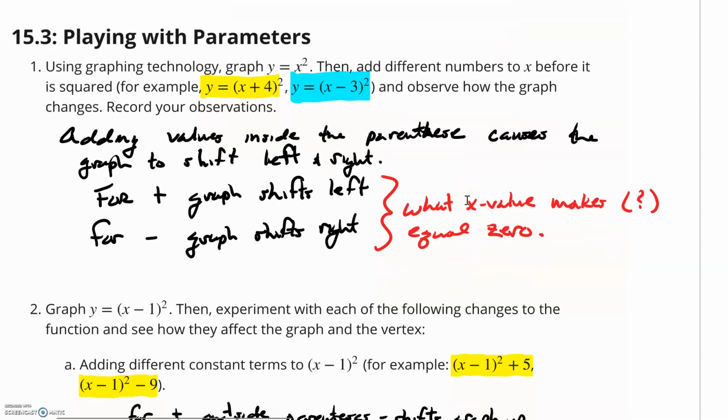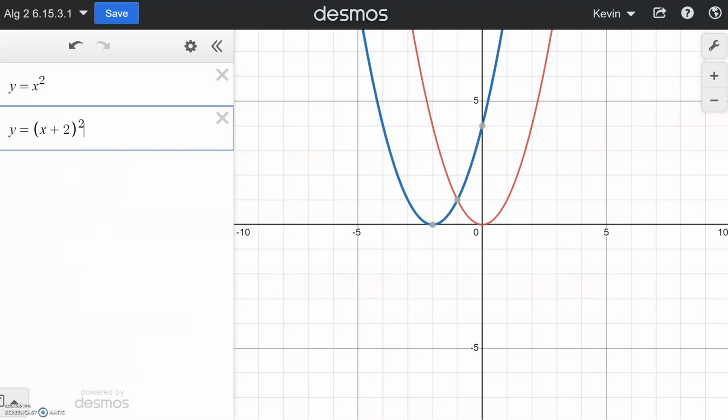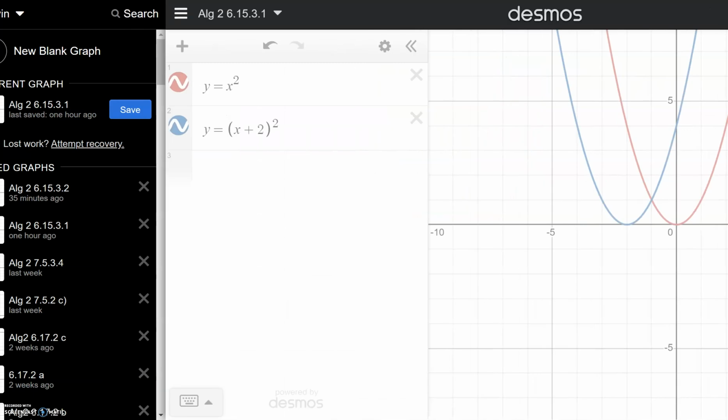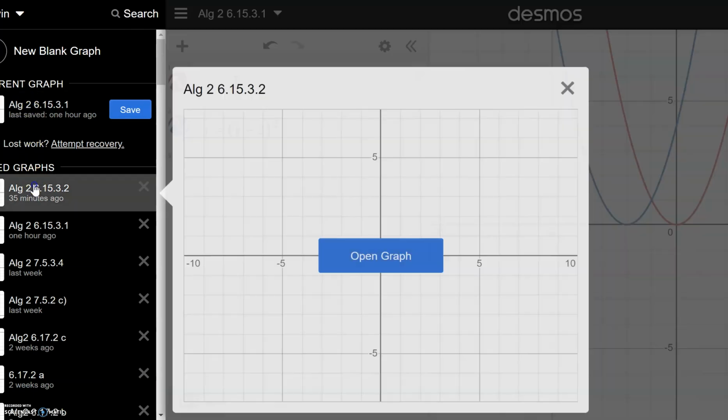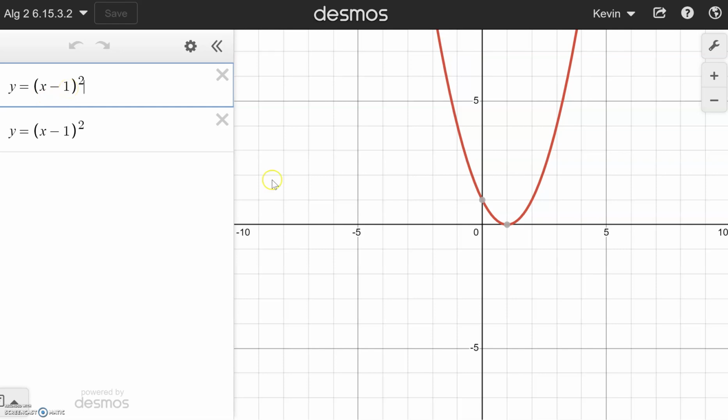Now, the next thing we're going to do is graph the function y equals (x minus 1) quantity squared, and we're going to experiment with adding and subtracting things on the outside of the parentheses. So I have this graph saved in here. Let's open up this graph. I believe this is the one. It is. Now, this red graph, the x minus 1, I'm subtracting inside the parentheses, so it moves to the right. So I'm starting over here at +1.